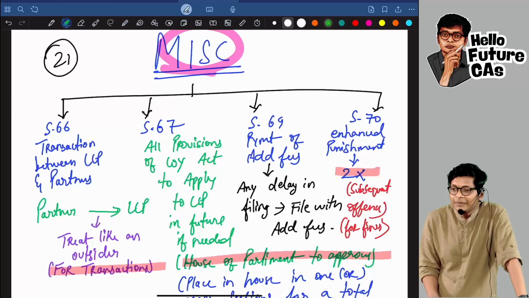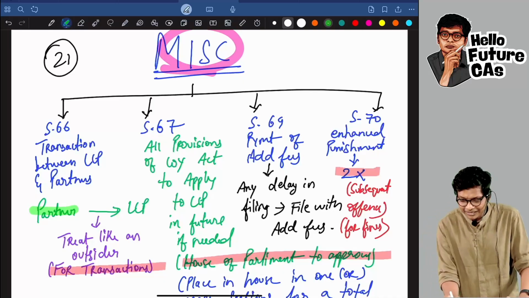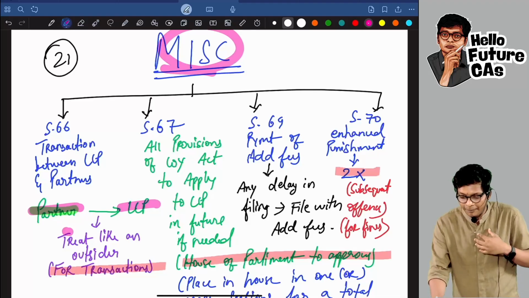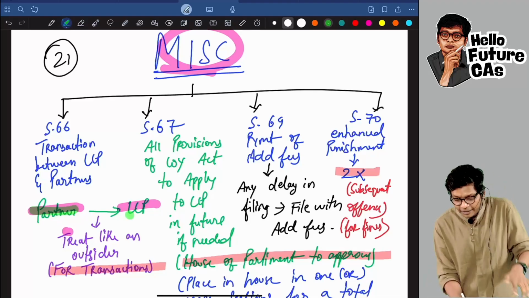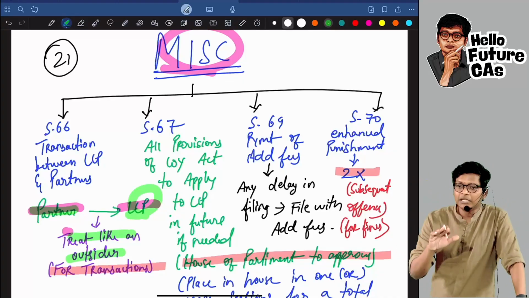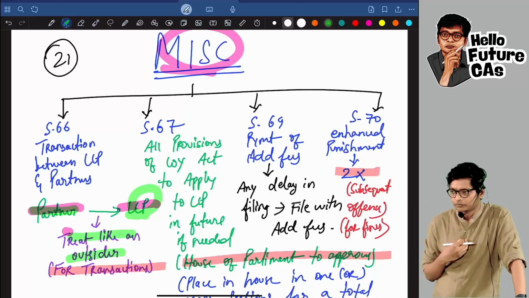No. Why will I pay in my own restaurant, guys? It's free for me. Correct. So they are saying partner and LLP can have transactions among themselves. But for the LLP, I will treat it like an outsider. I will charge a bill, but I will show the bill. I will take it as drawings. Are you following, guys? Clear?